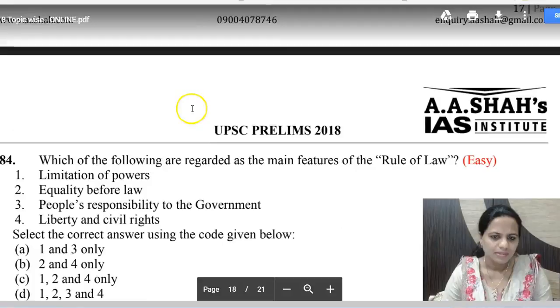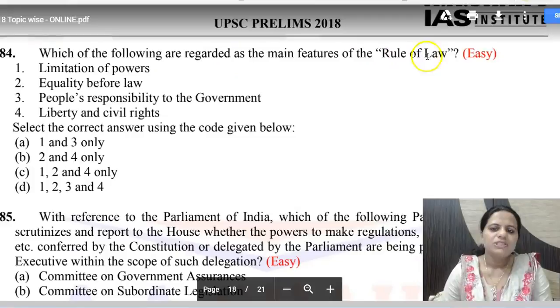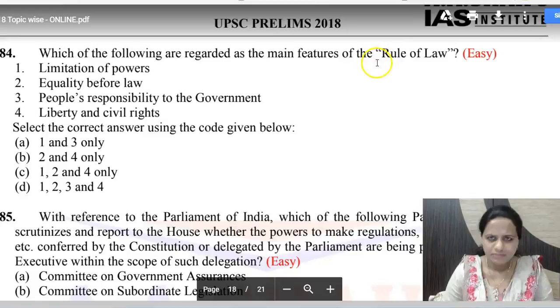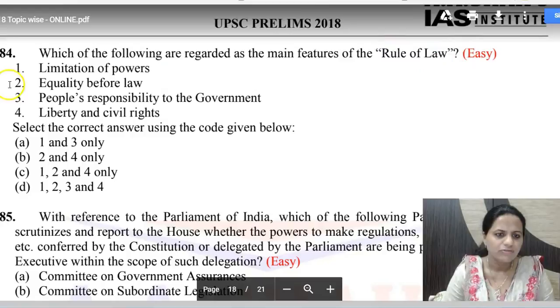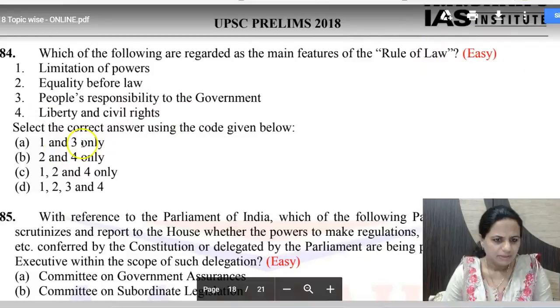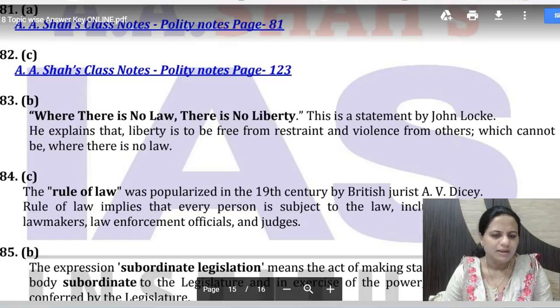Then next is, which of the following are regarded as the main features of the rule of law? So rule of law, this is a very easy question. This is quite often an important feature in polity, the terminology of rule of law. So it is limitation of powers, of course, yes. There is equality before law required under it, yes. And liberty and civil rights are upheld, that is also true. But people's responsibility to the government, there is no responsibility aspect under rule of law. So the third option will not come. So the third statement should not be there. So the correct answer is C. 84 is C.